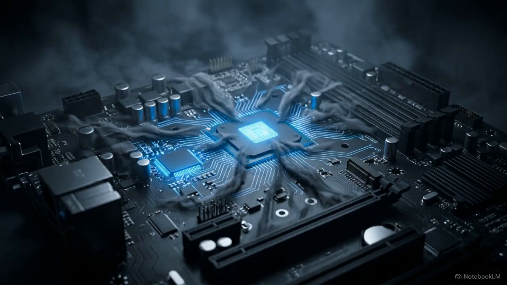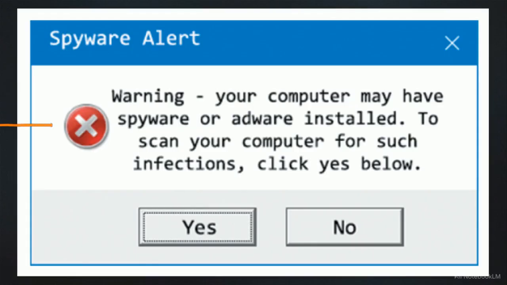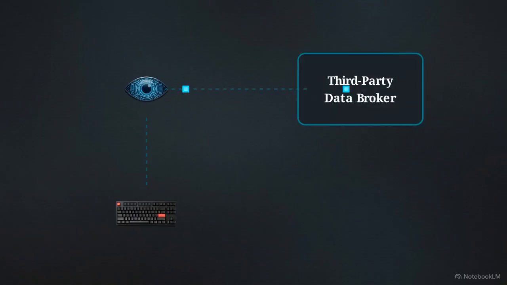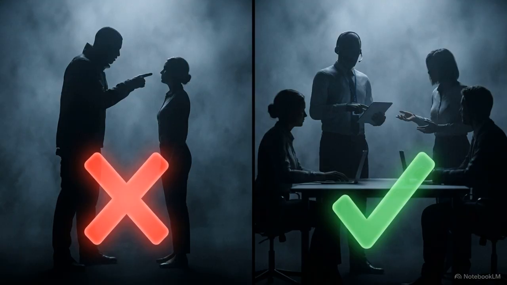While the ransomware holds the system hostage, secondary payloads are operating silently in the background. You might see this deceptive prompt pop up, warning you of an infection. Clicking it often installs spyware or adware, which logs every keystroke, harvests passwords, and tracks user profiles to sell to third parties. Blaming employees or using fear tactics fails to improve security.